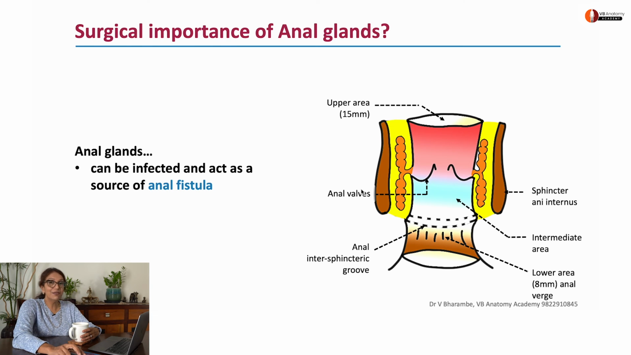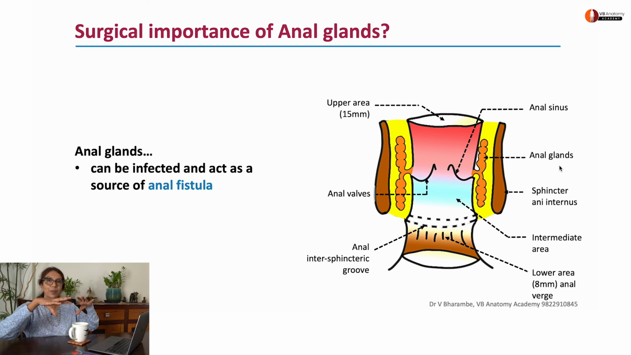So this is the anal valve that you just understood. The space of the depression above it is called the anal sinus, into which you can clearly see an anal gland opening. So there are glands in the submucosa in the anal canal which are draining into the lumen. These anal glands are relevant because they can get infected and are a major cause of anal fistulas.